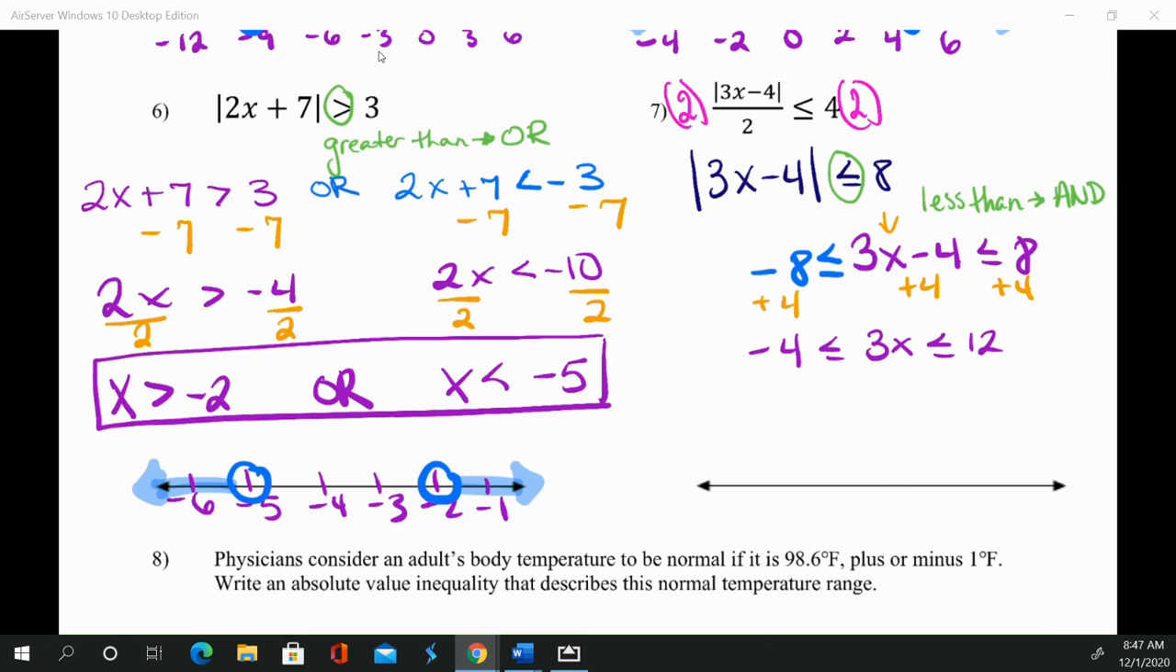So now we're multiplying x by 3, so we're going to divide all sides by 3. So remember, we read these from the inside out. So x is less than or equal to 4 and greater than or equal to negative 4/3. And negative 4/3 is equal to negative 1 1/3.